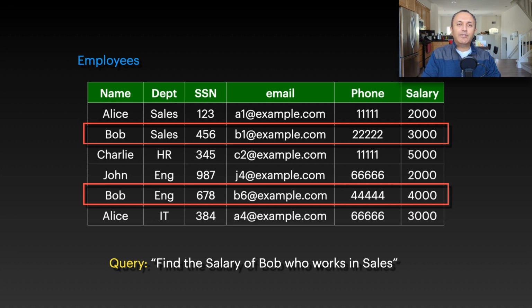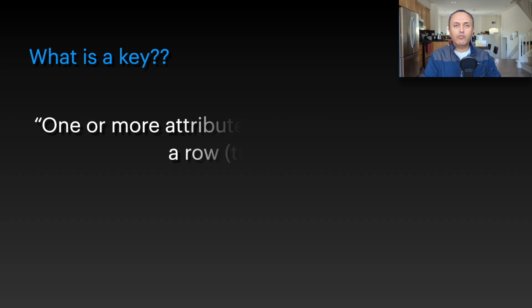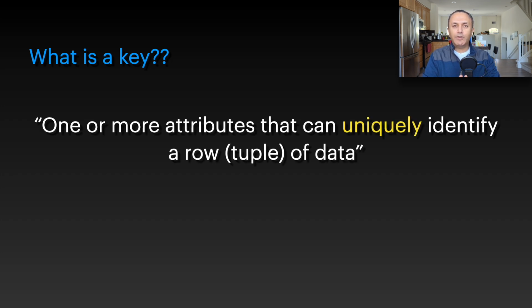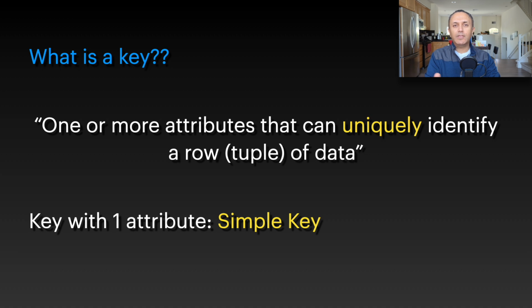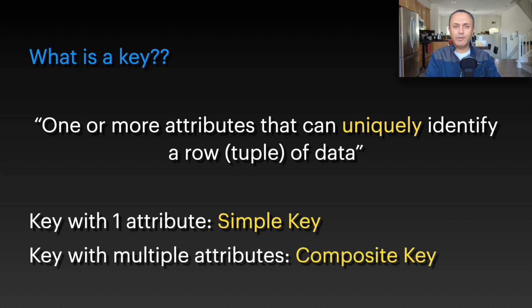So this gets us to the definition of a key. What is a key? A key is basically one or more attributes that help us to uniquely identify a single row or tuple in the data. So if we want to find or update a specific tuple, we want to have one or more attributes that will get us to where the tuple is or which tuple that is. A key may have one attribute or it may have multiple attributes. If it has one attribute, it's called a simple key. If it has multiple attributes, it's called a composite key.